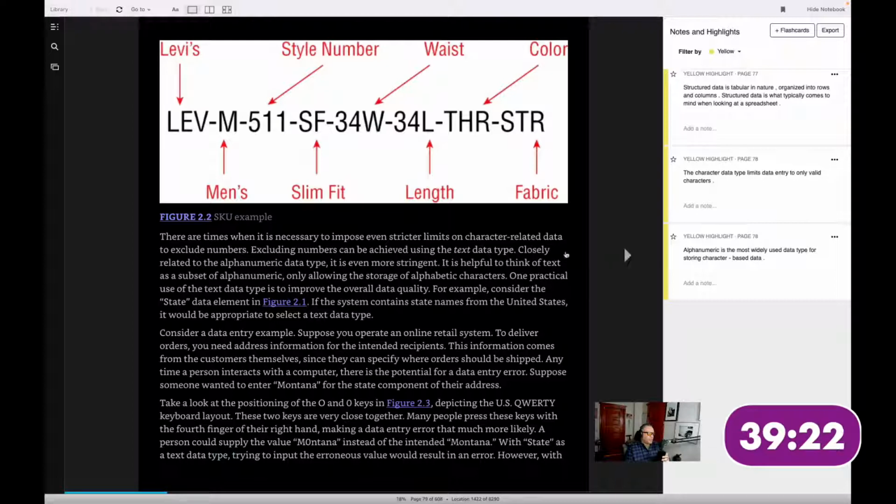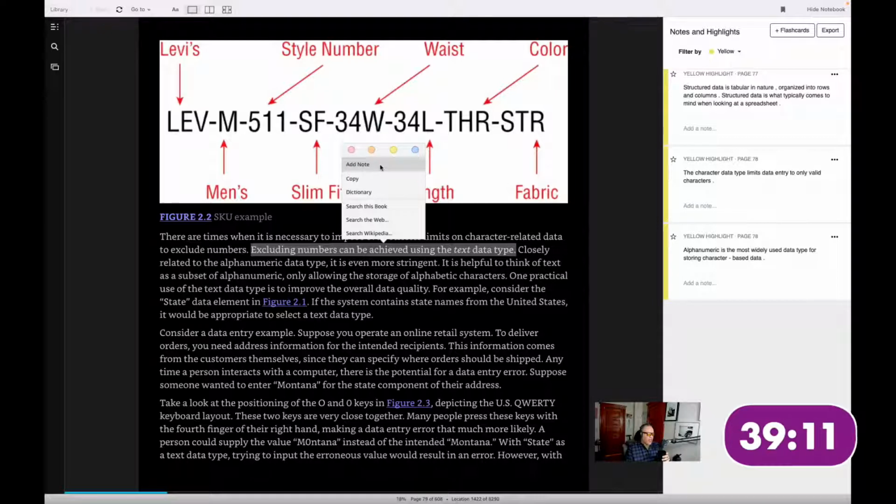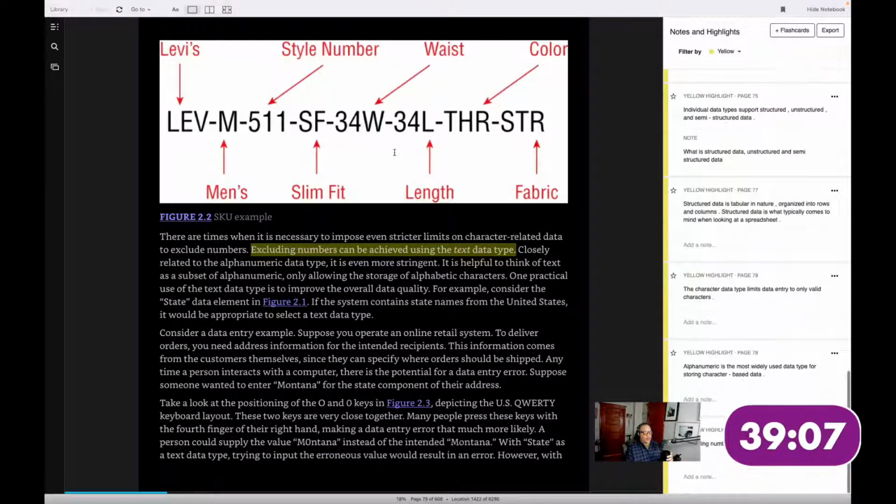There's a reason why they did this in italics. Excluding numbers can be achieved using the text data type. I could see that possibly being a question asking what data type you would use to exclude numbers from a system, and we should think text data type.